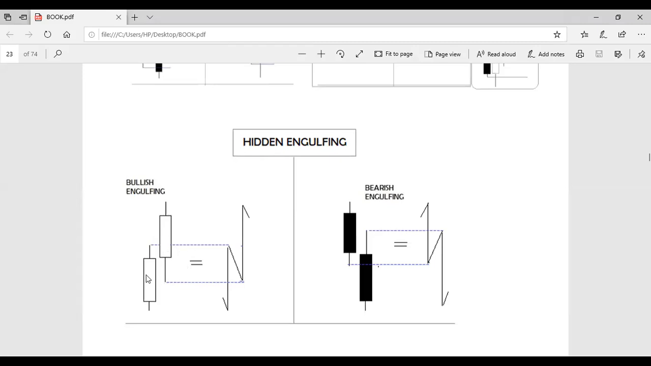A hidden engulfing is when you have 2 consecutive candles moving in the same direction. Then we have the wick here. Then the second candle carries a lower wick here, like this. So whenever you see this, it indicates this in a lower time frame, but it is hidden in a higher time frame. That's what we call a hidden engulfing.